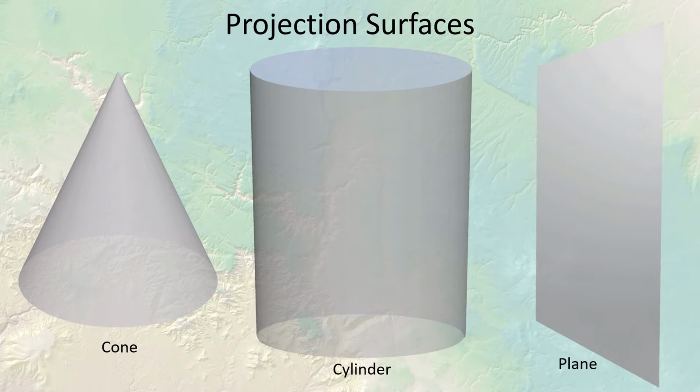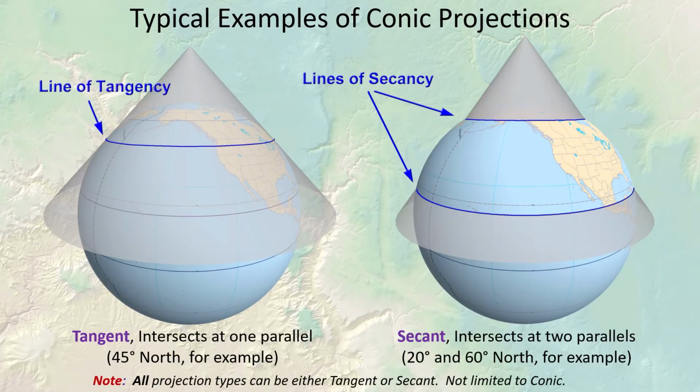The common feature between these three is that they are either already a plane, like the plane, or they could be unrolled to be a plane, like the cylinder and the cone. So let's take a look at some examples. Here's a typical conic projection.